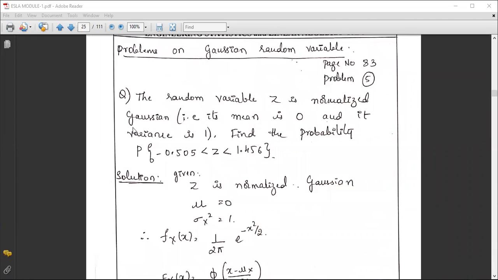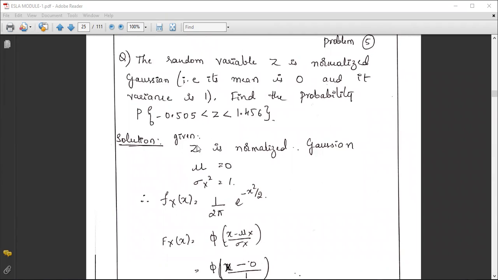Okay, the random variable z is normalized Gaussian, that is, its mean is 0 and its variance is 1. Find the probability of 0.505 less than z less than 1.456. The solution: given z is normalized Gaussian, which means mu is 0 and variance, denoted as sigma square with respect to random variable capital X, is 1.